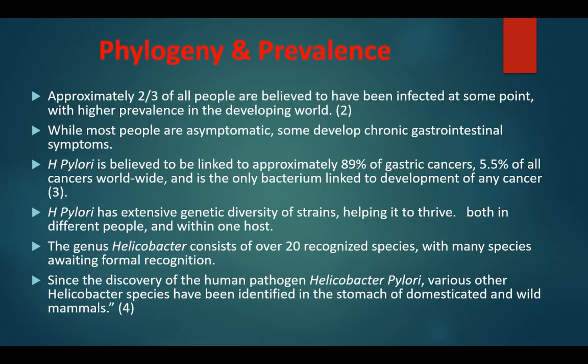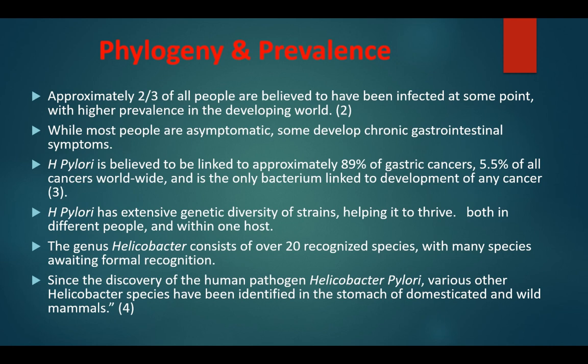This microorganism is a highly successful and prevalent bacteria. I saw a variety of different estimates in terms of the prevalence, but one that I saw is approximately 2/3 of all people in the world are believed to have been infected at some point, with higher prevalence in the developing world. The vast majority of people who have this bacteria are asymptomatic, but those who do have symptoms can develop chronic gastrointestinal symptoms. H. pylori is believed to be linked to approximately 89% of gastric cancers, 5.5% of all cancers worldwide, making it the only bacterium linked to development of any cancer.